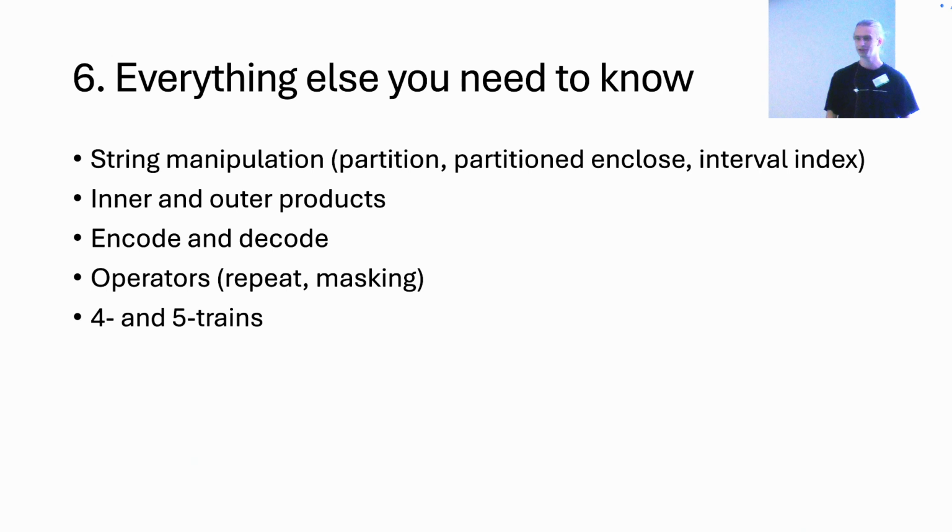And then finally, chapter 6. This is a miscellaneous chapter, so I've titled it Everything Else You Need to Know. It doesn't quite cover everything else in APL, but everything else that isn't harmful for you as an APL developer. So string manipulation, inner and outer products, encoding and decoding data, so working in different bases with numbers. And then basics of operators, so the repeat operator and all the weird jot-dot, not jot-dot, the jot diaeresis and the other stuff that you use with 4 and 5 trains.